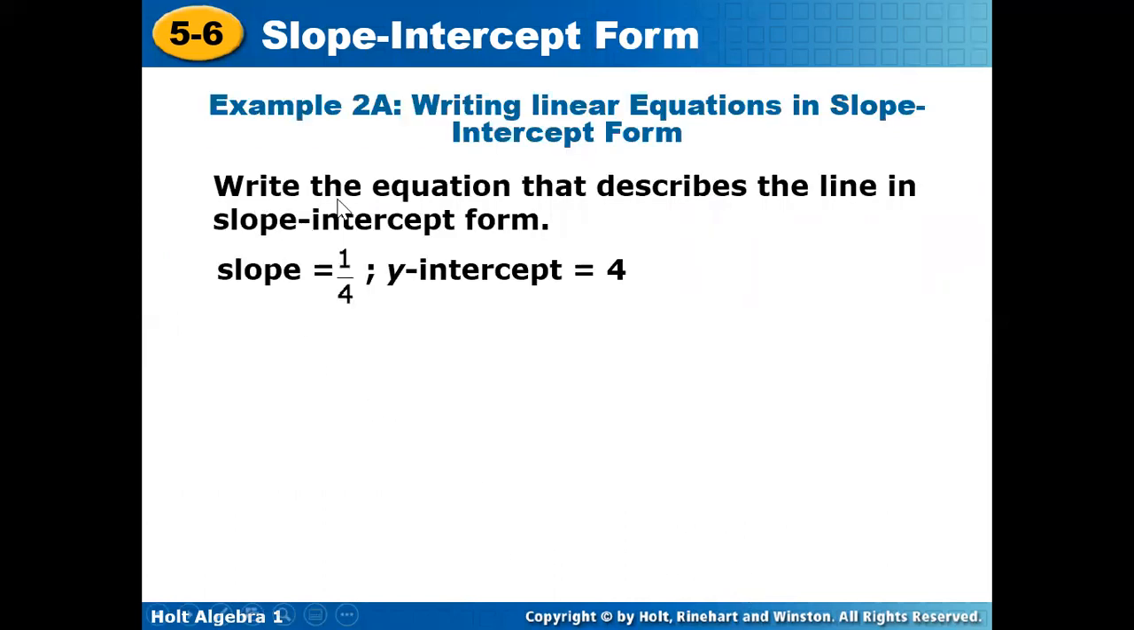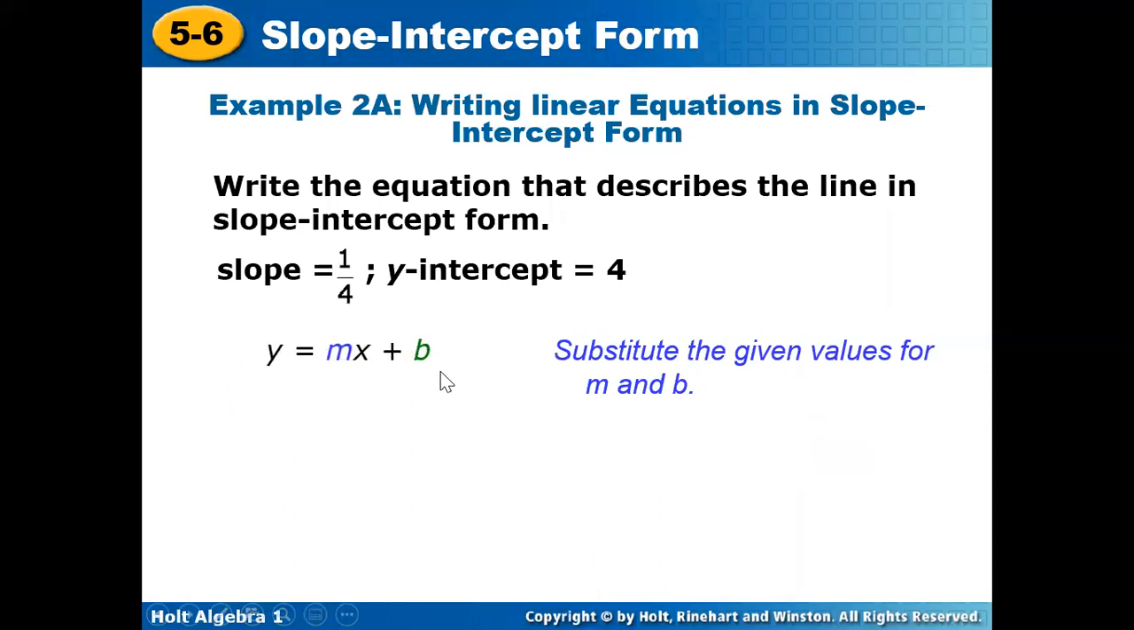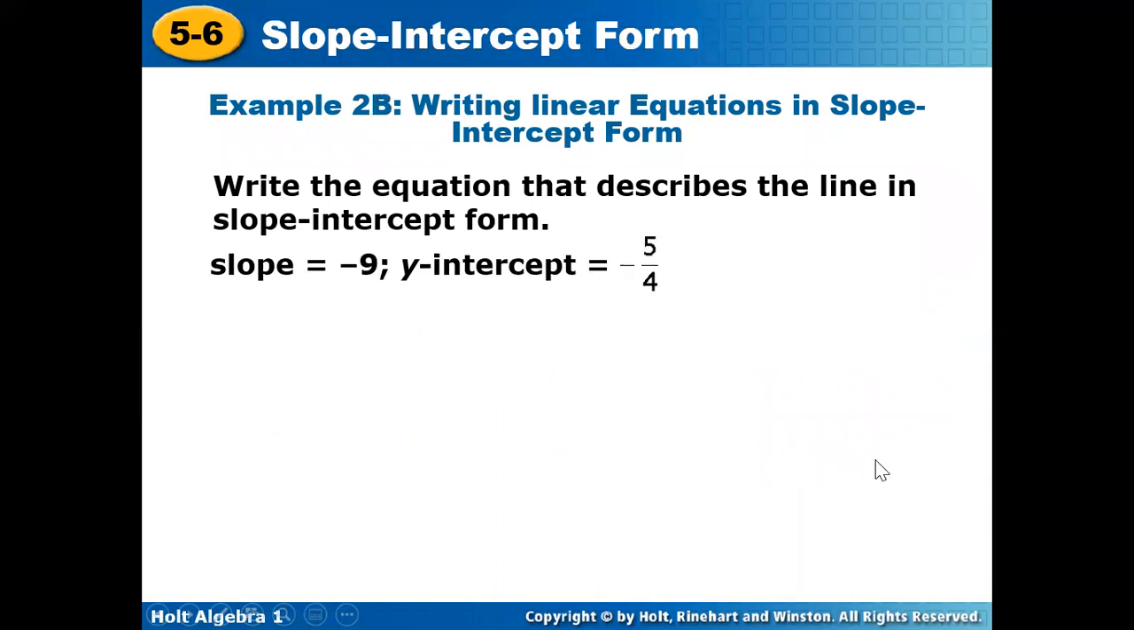All right, so here we are. We're just going to write the equation that describes the line in slope-intercept form. We know the slope is 1/4. We know the y-intercept is 4, and we're going to sub these things in for y = mx + b. Slope is equal to m. Y-intercept is equal to b. Y = 1/4 x + 4. This is the linear equation for the line that has a slope of 1/4 and the y-intercept of 4.